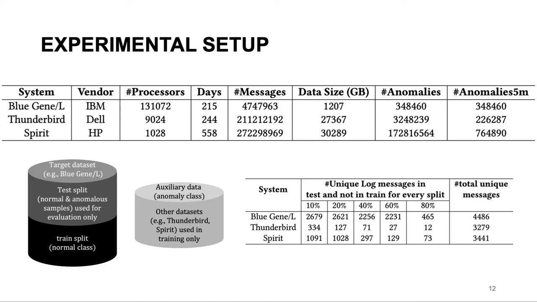Moreover, to ensure that we always have new unseen logs in the test split, we perform several splits like 10, 20, 40, 60, and 80%. And here in the table you can see the numbers. So, for example, in the test split, when the split is 10%, we have around 2,500 new unseen logs in the test, and so on.